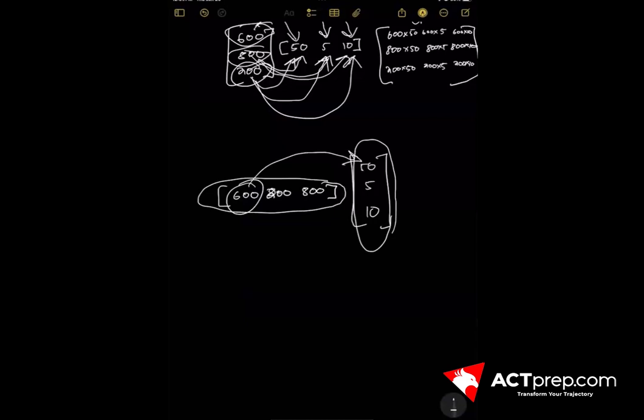the first number in the row by the first number in the column, the second number in the row by the second number in the column, third number in the row by the third number in the column, and you add all of those together. So it's just going to be 600 times 50 plus 200 times 5 plus 800 times 10.